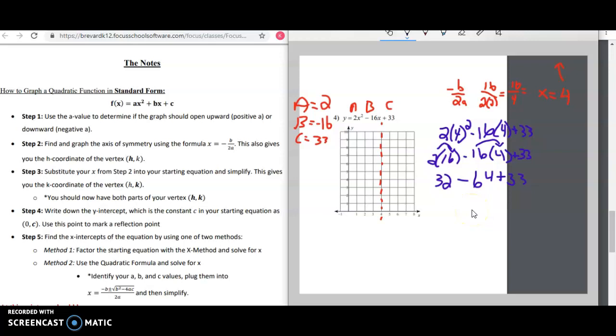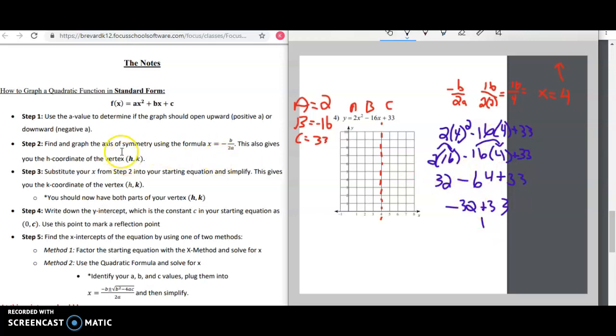Now I'm still working order of operations. Now I'm looking for addition or subtraction. You have to do whatever one comes first, left to right. So now I have 32 minus 64, which gives me negative 32. And then I still have that plus 33. Negative 32 plus 33 gives me a 1. This now becomes my K.